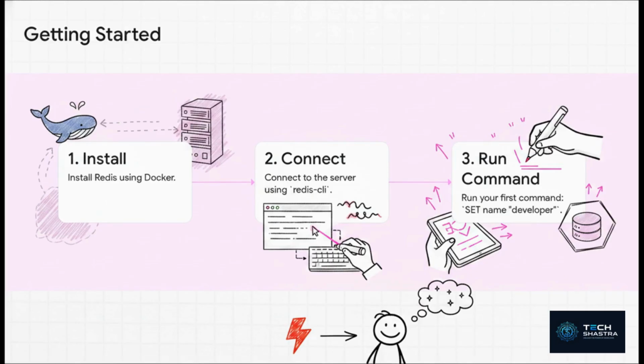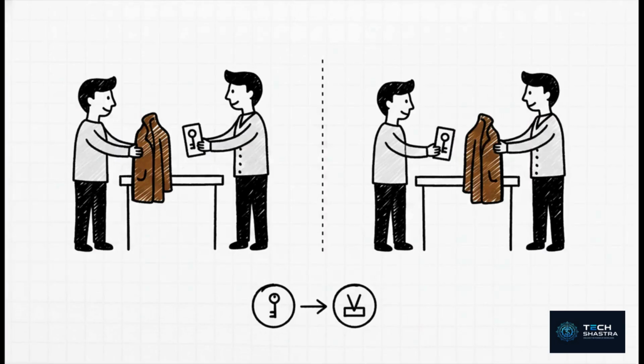It's really that simple. At its very heart, Redis has this super simple key-value model. The best way to think about it is like a coat check. You hand over your coat, that's the value, and you get back a little ticket with a number on it. That's the key. When you want your coat back, you just show them the ticket. It's the same thing here. We use the key name to instantly get our value developer back.